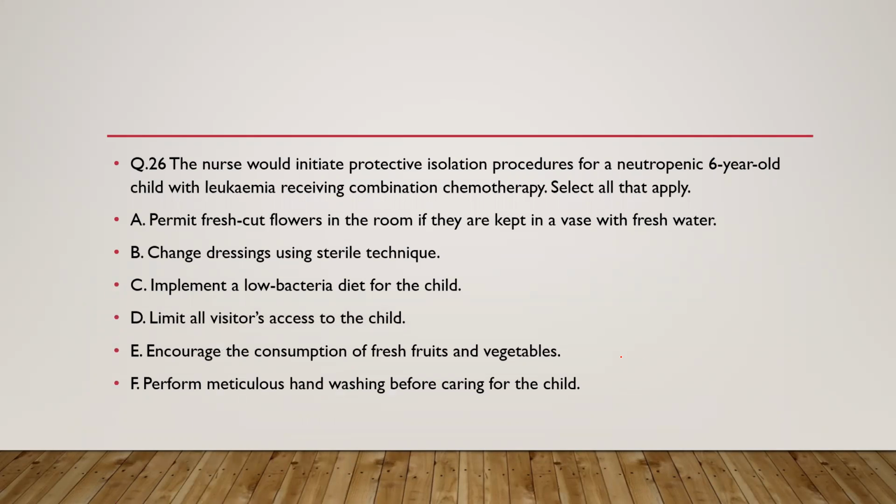So before solving this question, let's have an overview of this MCQ. It is a SATA based question, and we have to select the multiple options regarding the protective isolation procedure for a neutropenic client. The condition given is neutropenia with leukemia receiving combination chemotherapy. So the main concept here is neutropenia. Let's solve this MCQ.